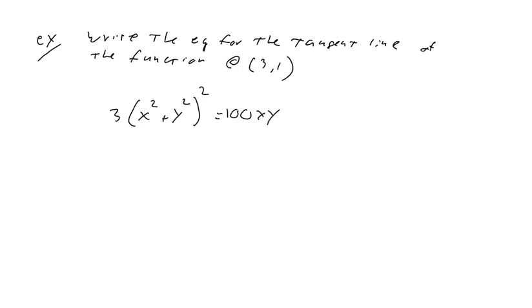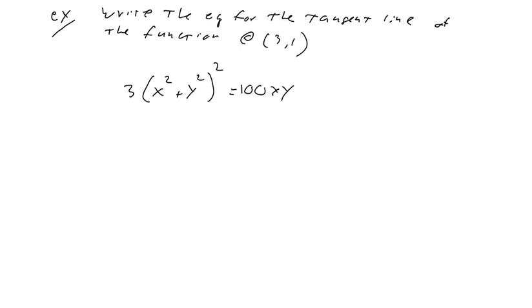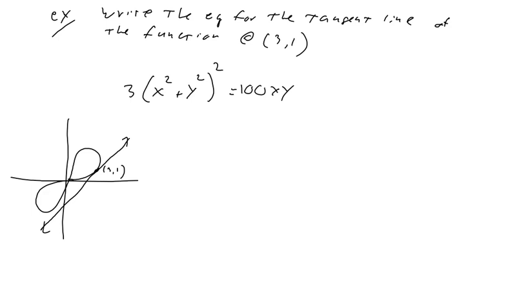So our graph looked something like this. And our point (3, 1) was here. So I want to find the equation of this tangent line going through this point here. It goes down and across. It's not a great picture, but you get the idea. So that's my graph, that's my equation.